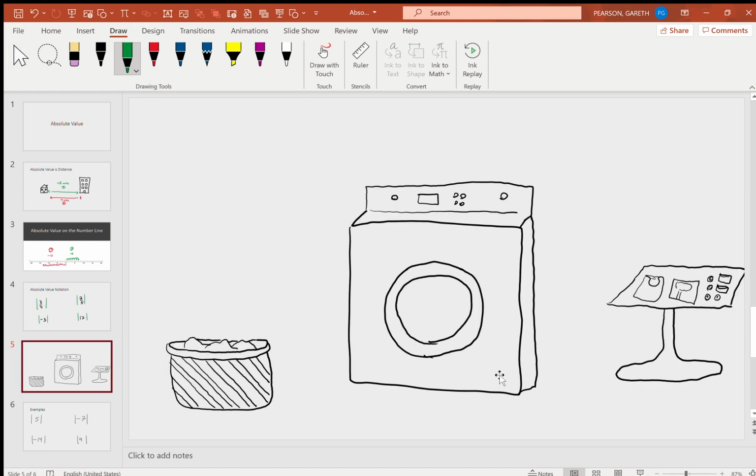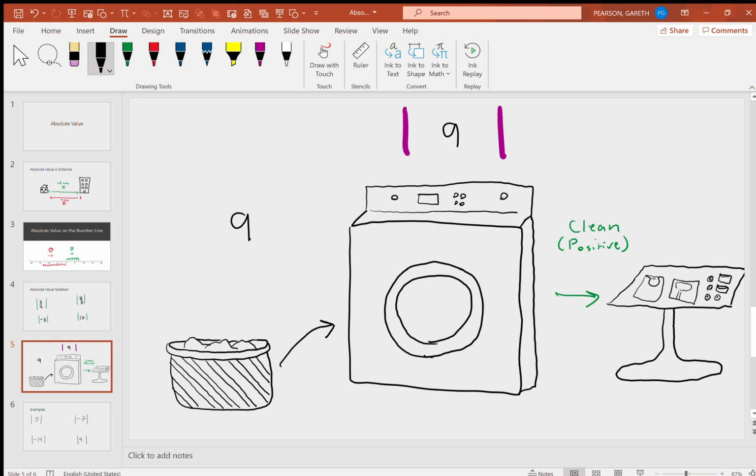Now, one comparison I like to use for how absolute value works: think of a washing machine. A washing machine is real simple. Whatever clothes you put into a washing machine come out clean. That's pretty much how it works. Think of the washing machine as your absolute value signs. So let's say that I give you 9. Now you put 9 inside the absolute value signs and it's going to come out clean. It's going to come out positive. It doesn't matter how it went in. It's just always going to come out positive. That's how a washing machine works. It always comes out clean.